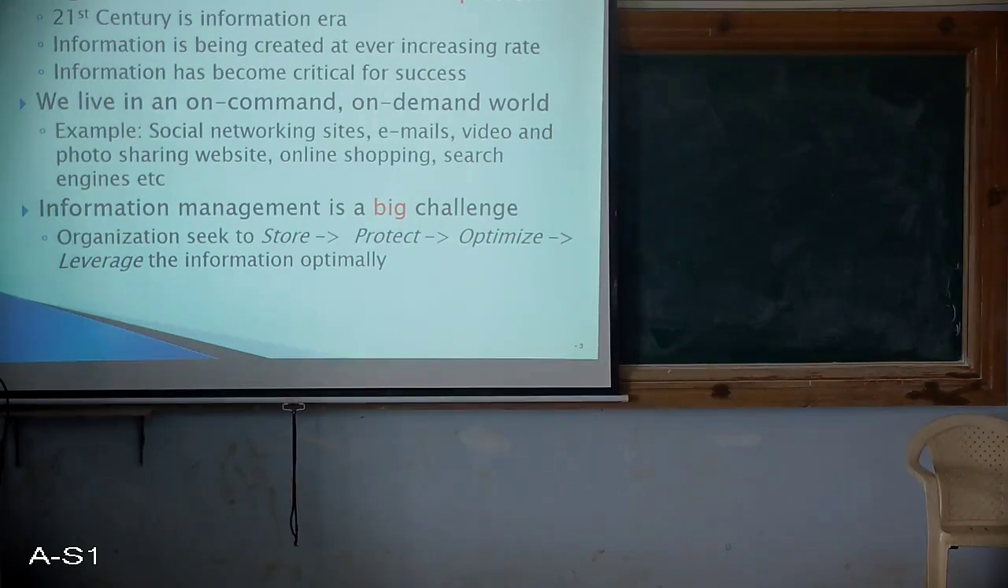So let us discuss why information storage is a buzzing word nowadays. Information is increasingly important in our daily lives. We have become information dependent in this century, especially the 21st century. Living in an on-command, on-demand world means we need information when and where it is required.